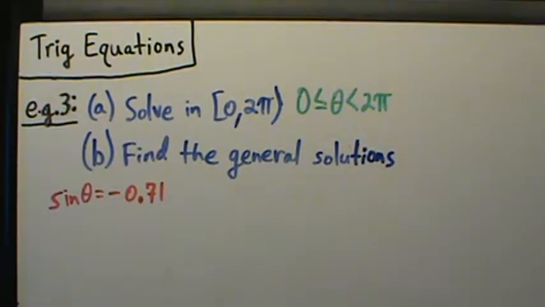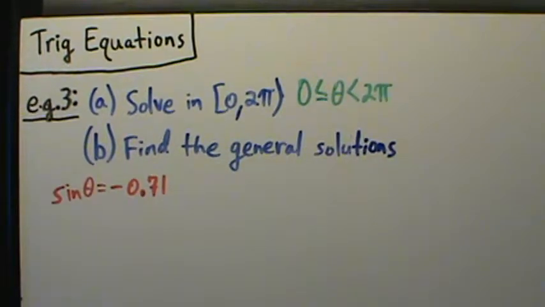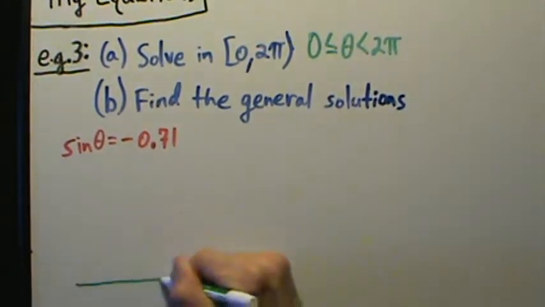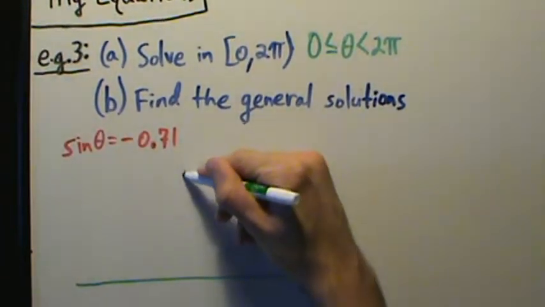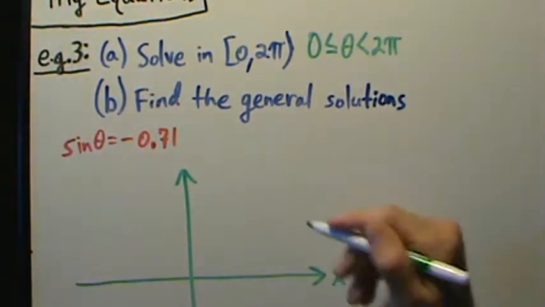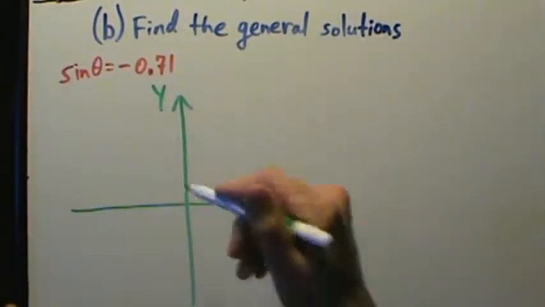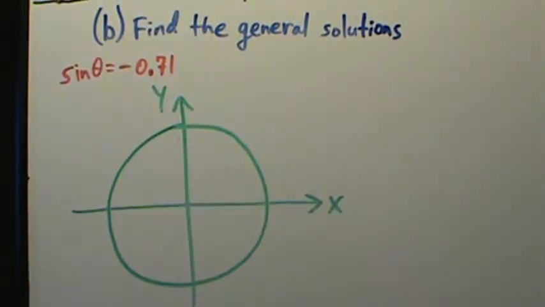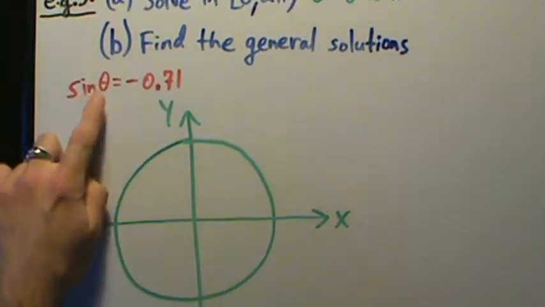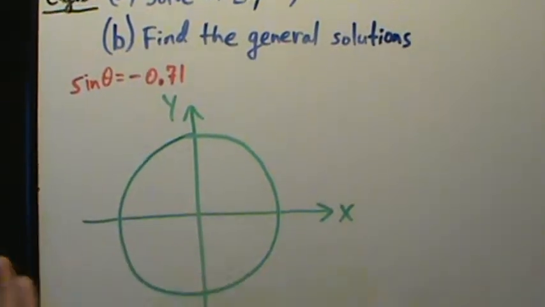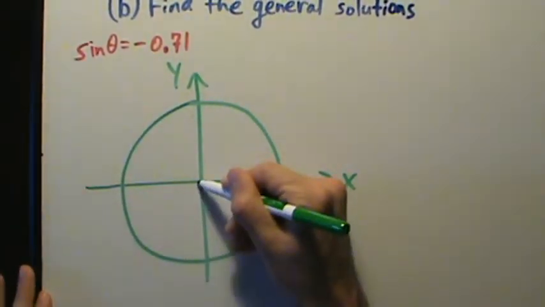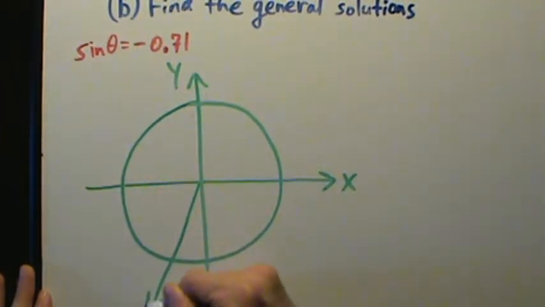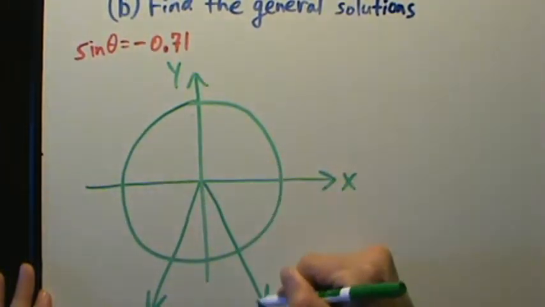Okay. So what's a little bit different here now is we have sine of theta equals a negative number. So we're going to start the same way as example 2. First we're going to draw a unit circle, and then eventually we want to use the symmetry properties. Okay, so x-axis, y-axis, we'll put our unit circle here. If the sine function is negative, then that means the corresponding angle theta is somewhere in quadrant 3 or quadrant 4. Okay, so remember that. So here somewhere in quadrant 3, or here in quadrant 4.